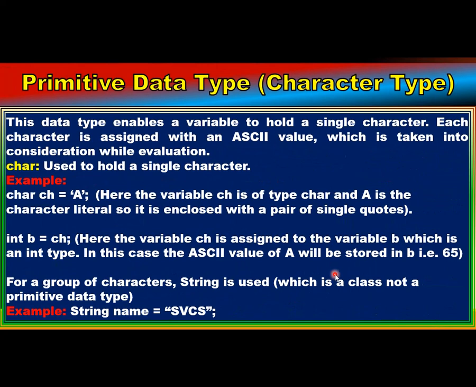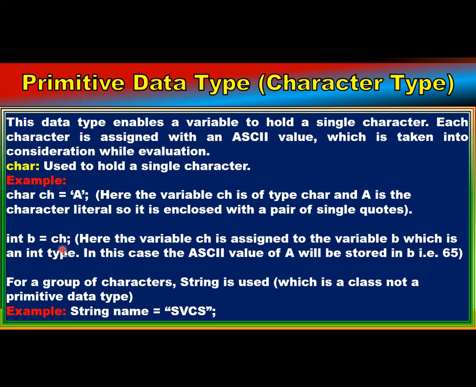Next is character type. So this data type enables a variable to hold a single character, and each character has an ASCII value which is taken into consideration while evaluation. And under this category only one data type is there, that is char, which is used to hold a single character. Look at the example here. char ch = 'A' within the single quote. Here ch is the character variable and A is the character literal.